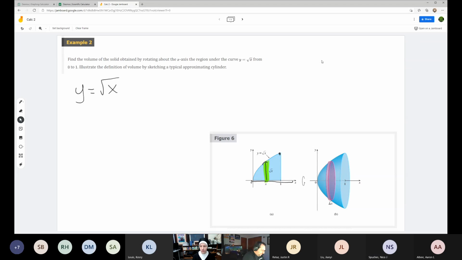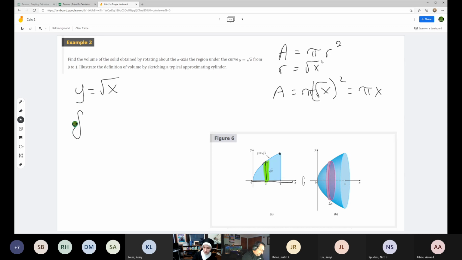So remember our formula, area is pi r squared. My r in this case is going to be the square root of x. So my area is pi x, because it's r squared, so I can square this real quick, which is just pi x. So for my integration, we're going to do it from 0 to 1, because that's what we're looking for on that curve, from 0 to 1. And my area is pi x dx.